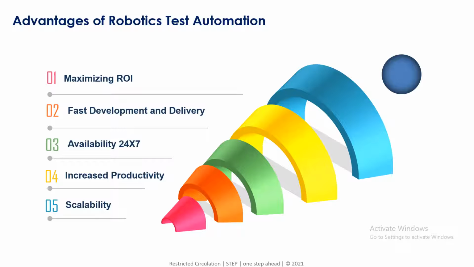These are the main advantages of robotic test automation, like maximizing ROI, because robotic test automation is 70% more efficient and productive than normal script automation, since here the script is not needed. Faster delivery, 24 by 7 availability, increased productivity, and scalability are also there. So you can scale up bots, and if you don't need them, you can ramp down and reduce them. That depends upon the business functions and the client's needs.